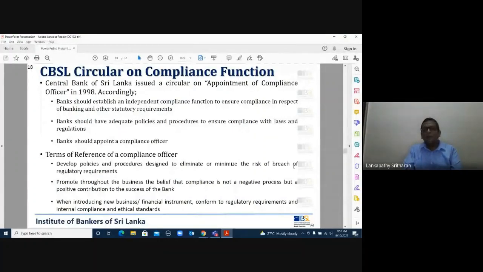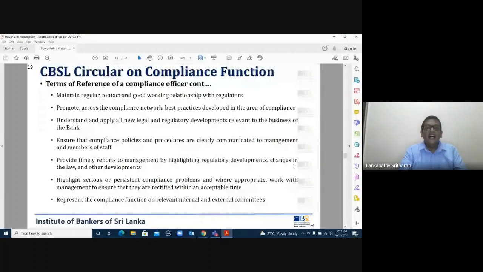Because some business activities, okay, are not illegal, but they may be unethical. Actually, in our country, we should not play an unethical game also. Okay, so the compliance officer must check whether it complies with the ethical standard. Okay, there are more terms of reference.